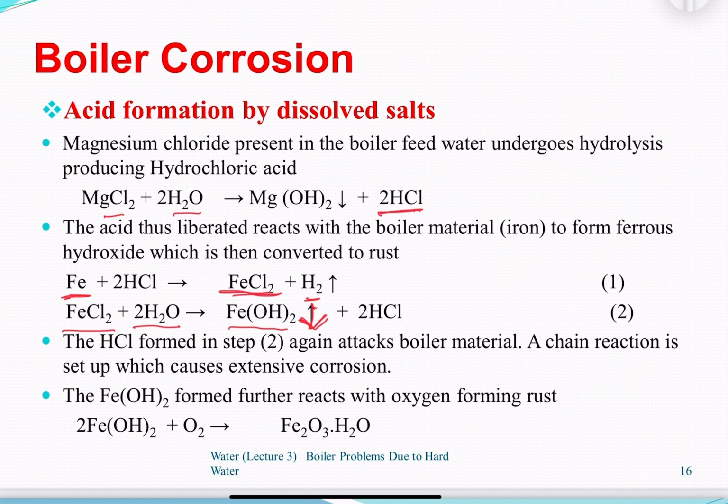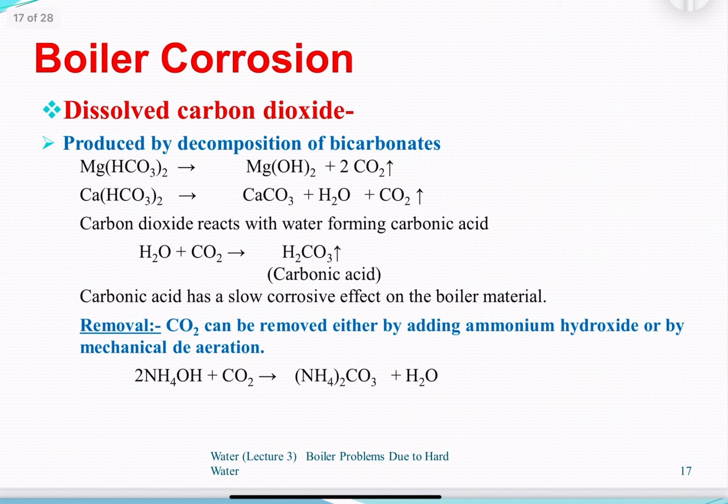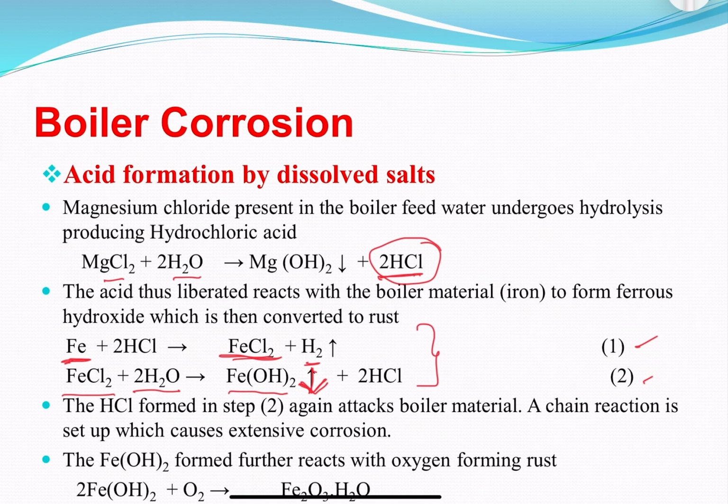So you can see here that even if a small quantity of magnesium chloride is present, it will form a little bit of acid, but after that a chain reaction is initiated and a lot of acid will be formed. So this acid formation by dissolved salts causes extensive boiler corrosion because steps 1 and 2 are repeated again and again. Now after this ferrous hydroxide gets oxidized to form ferric hydroxide. This is nothing but rust.